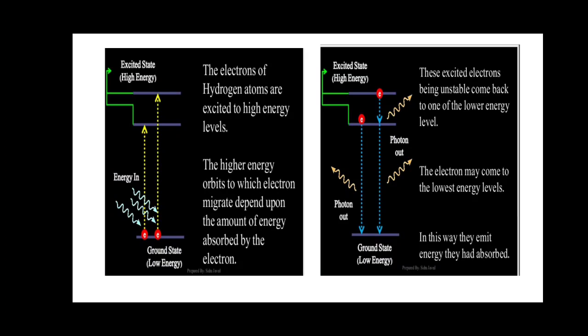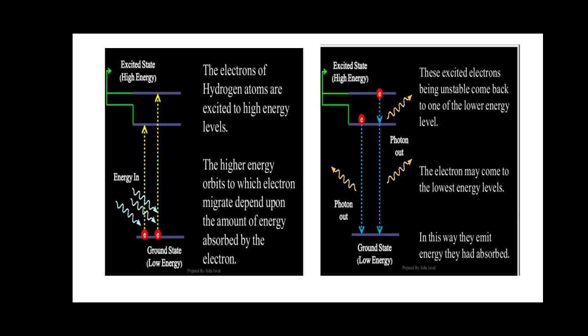The higher energy orbit, see here is one orbit, suppose here is the second orbit. When the electron gets excited, its position may be this position, it may be this position. Suppose there are two orbits, it depends on the amount of energy absorbed by the electron. Excited state, photon out, ground state.